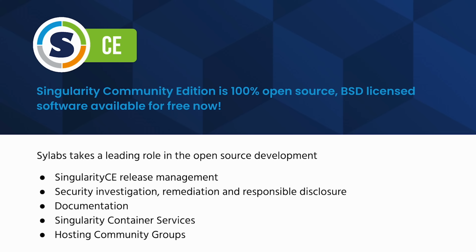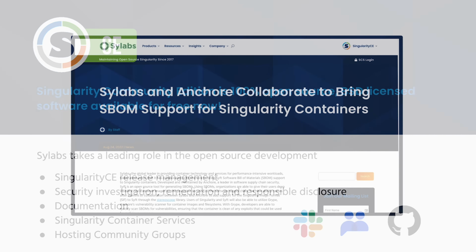Sylabs continues to be a good steward to the open source community by leading release management and hosting community forums across the globe, as well as in Slack and Google groups. We also provide build, registry, and signing services for the open source community. Working within the open source community is an important aspect to our endeavors. For example, we recently worked with Anchore to provide support of SIF within their software bill of materials toolset.